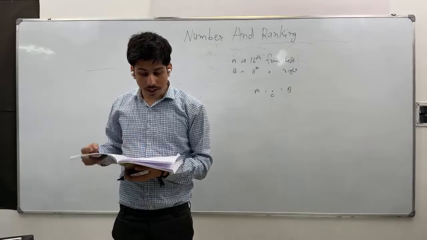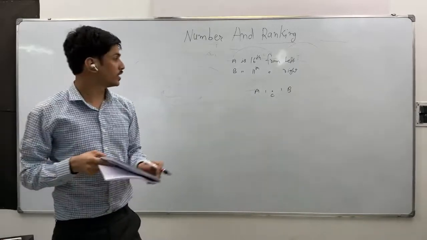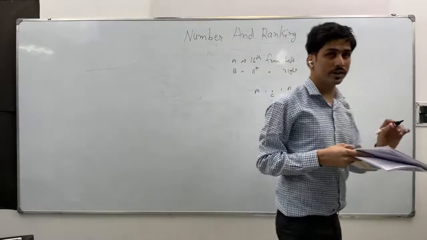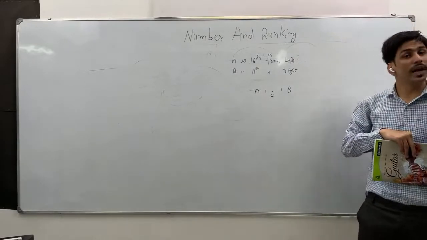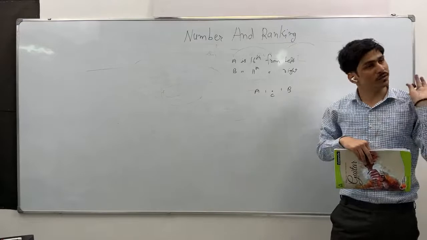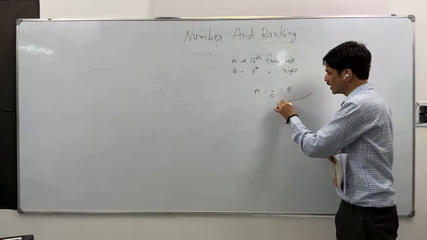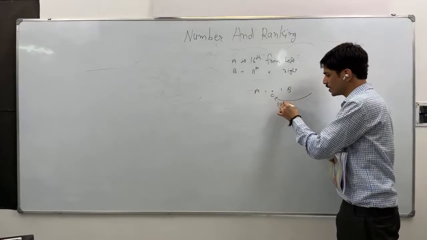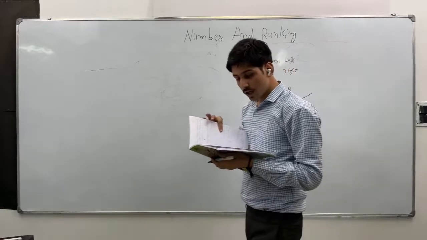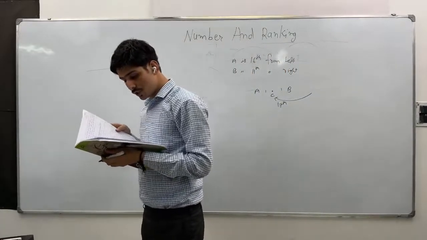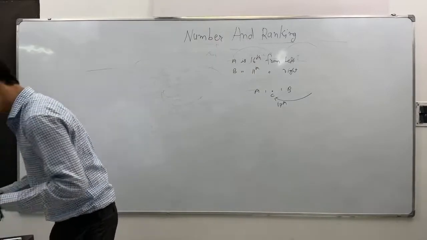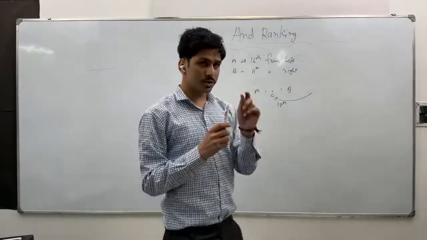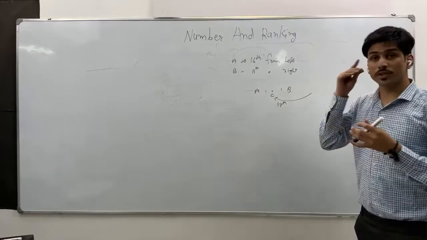Next they are telling, exactly between, and C carries 17th rank from the right. Where is C? C is sitting exactly between A and B, and the rank of C from the right is 17th. Now tell me what is the rank of C from the left hand, and you have to find the total. First question, this information is clear.